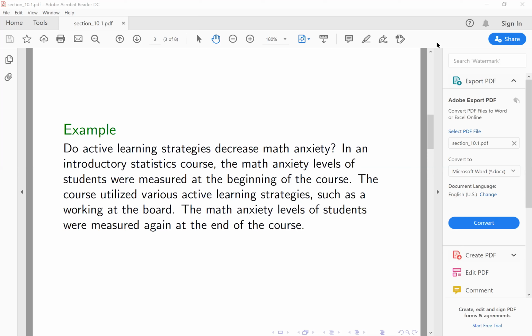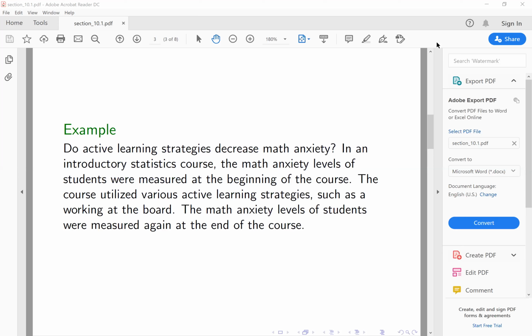This is an example where you would use paired differences because you take each student and you look at their score before the course with active learning strategies and after the course where they've seen these active learning strategies. And you want to know, did their math anxiety level change? That's the experiment we've been having you all as participants in for Summit P. So how do we know?